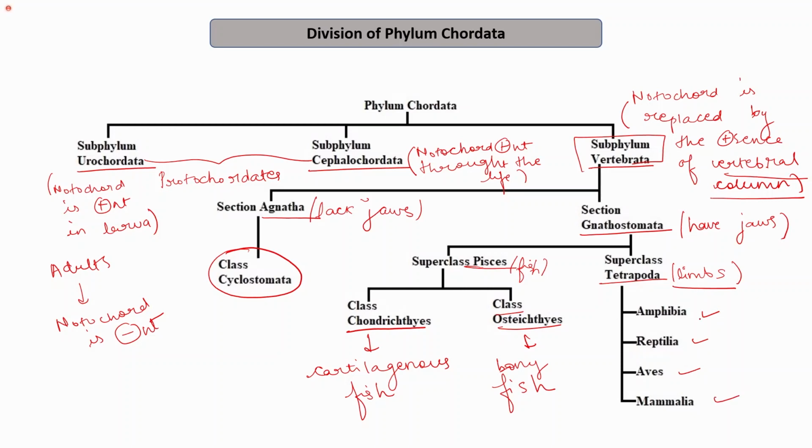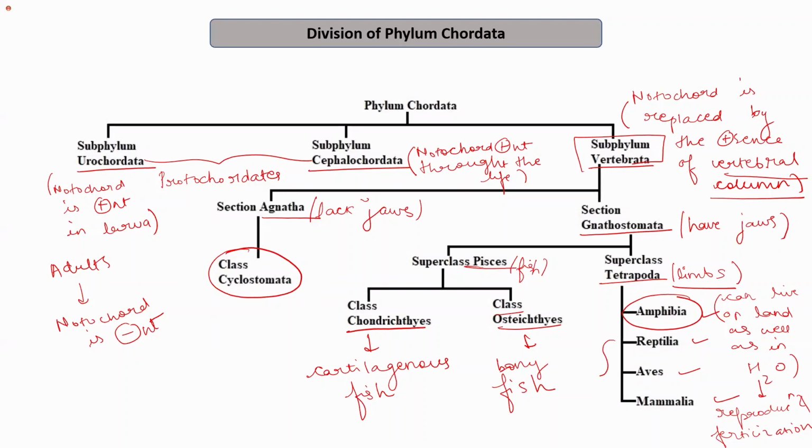We have already learned about amphibia. Amphibians are the ones that can live on land as well as in water. Usually, they require water for reproduction and fertilization, which usually happen in the water. In today's lecture, we will learn about reptilia, aves, and mammalia. What are the basic important features of these classes that come under the superclass Tetrapoda?